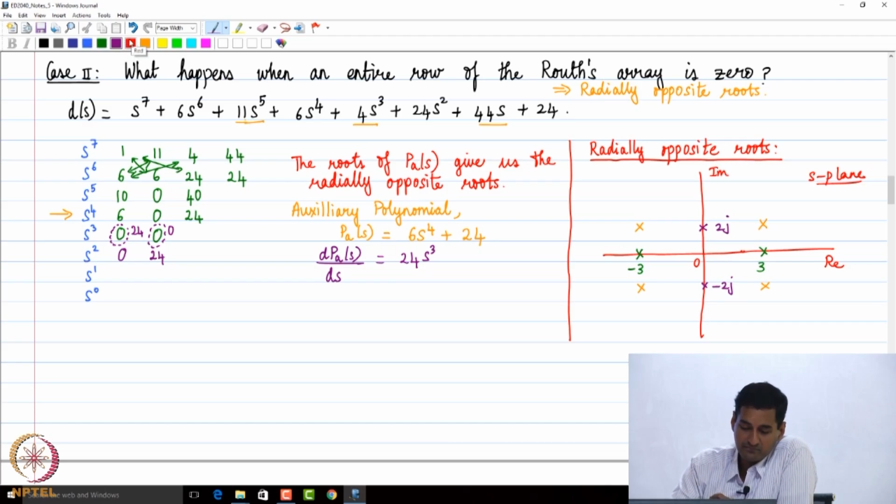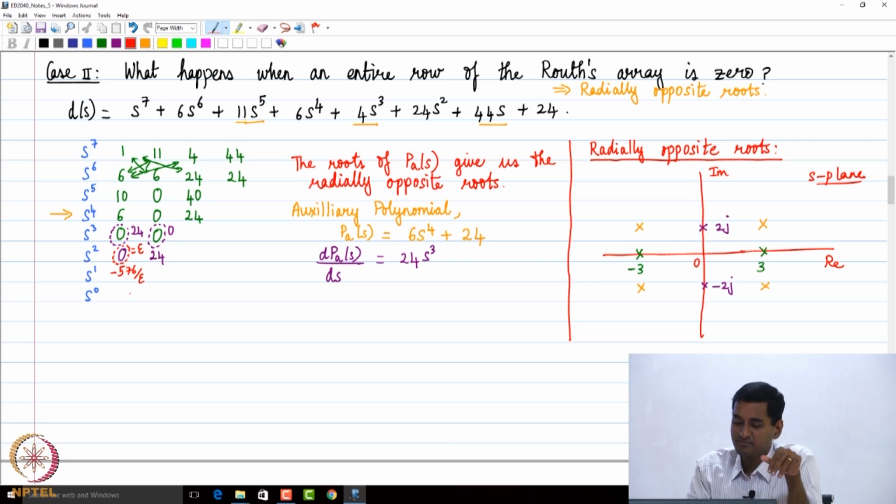So now what should I do? Yes, epsilon, what we just learned. Now you see that we have come to a case where only the first element is 0. There are non-zero elements in the row. So I replace the first element 0 by an epsilon and then continue. So what will I get? Epsilon being a small positive real number, I will get epsilon times 0 minus 24 times 24, that's going to be minus 576 divided by epsilon, in the s power 1 row.